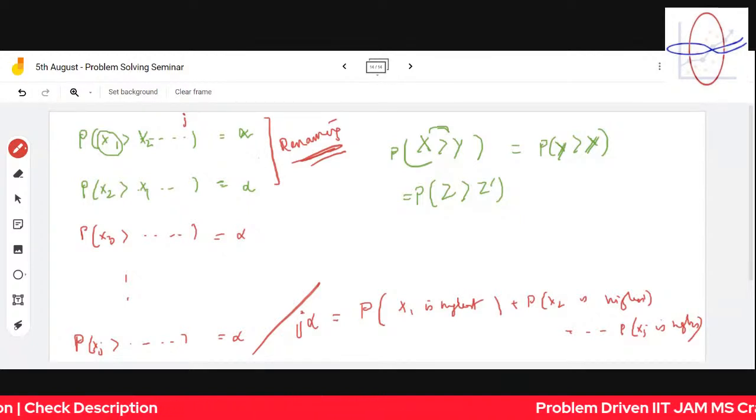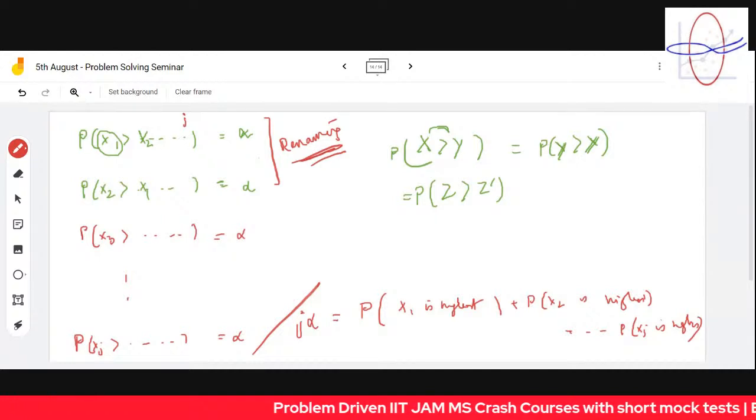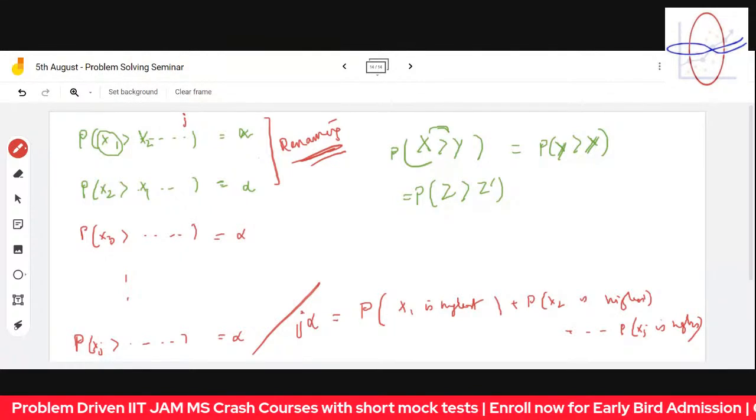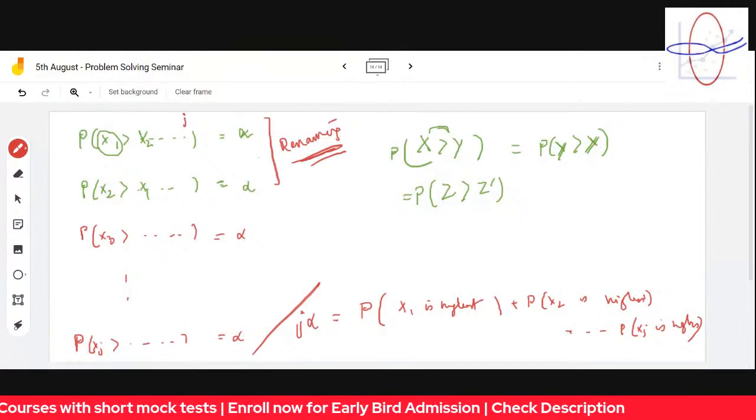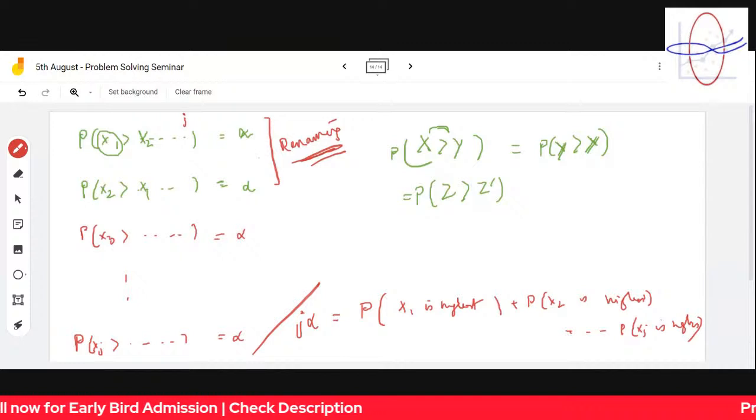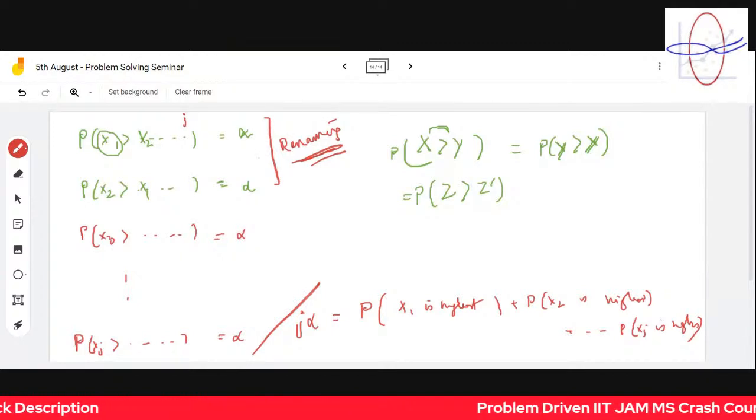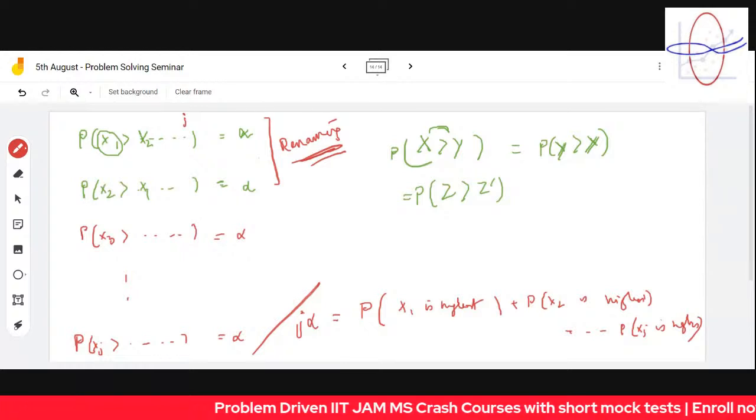It's 1. Why is it 1, Pallavi? These are the only possible events that can happen. Either x1 will be highest or x2. Exactly, one of them sets a record, always. This is the only possibility. These are all the possibilities, these are exhaustive events, so their sum will be 1. That's it.